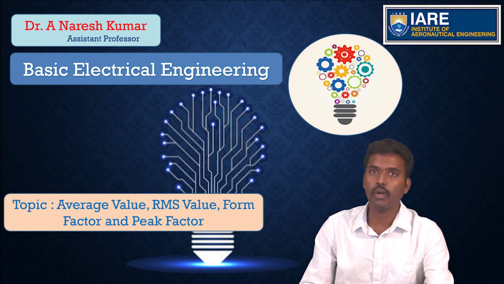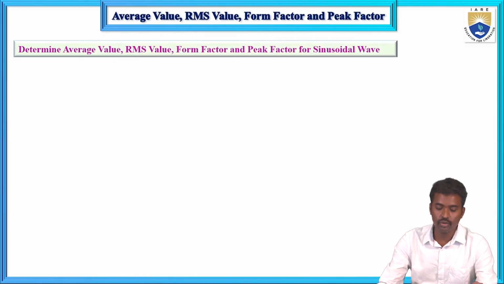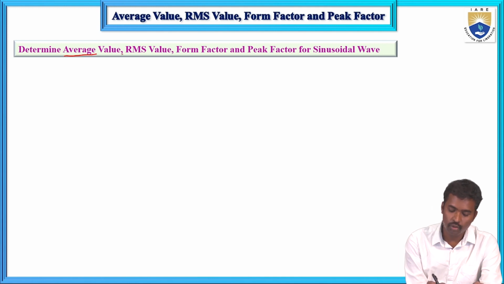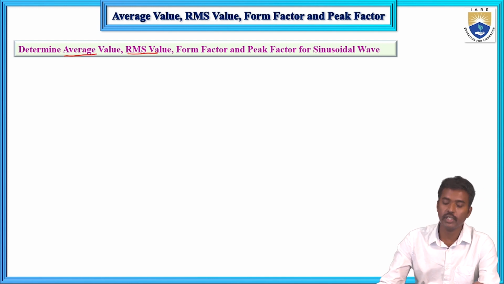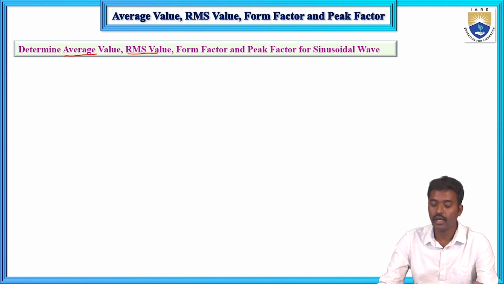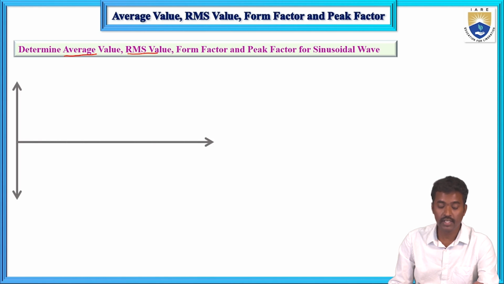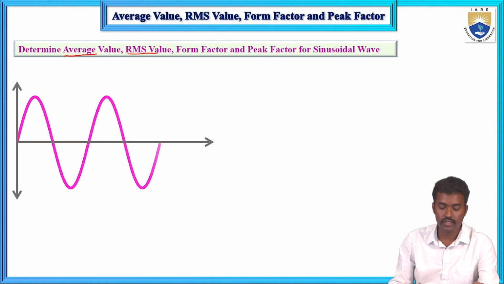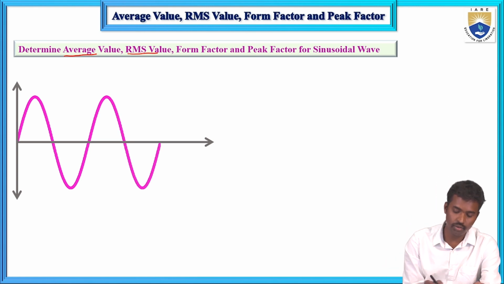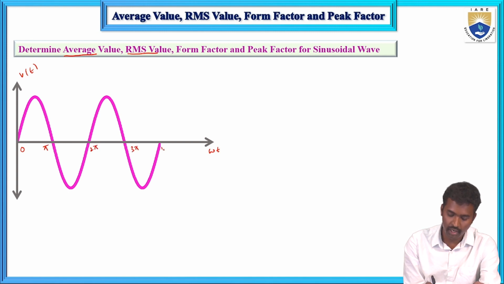Today we are going to solve average value, RMS value, form factor and peak factor problems. In the first problem, determine the average value, RMS (root mean square) value, form factor and peak factor for a sinusoidal waveform. So what is the sine wave? This is the sine wave, with omega t on the axis and v of t. v of t is zero at 0, pi, 2 pi, 3 pi and 4 pi.